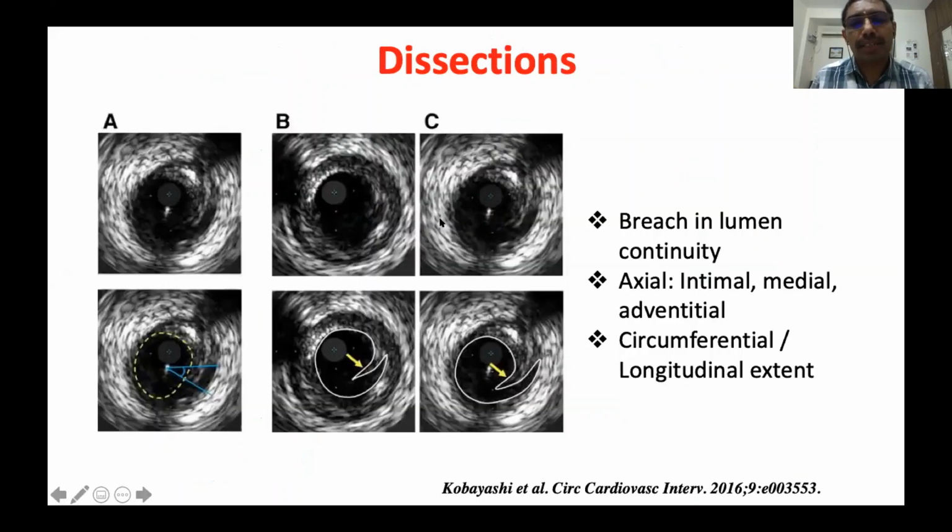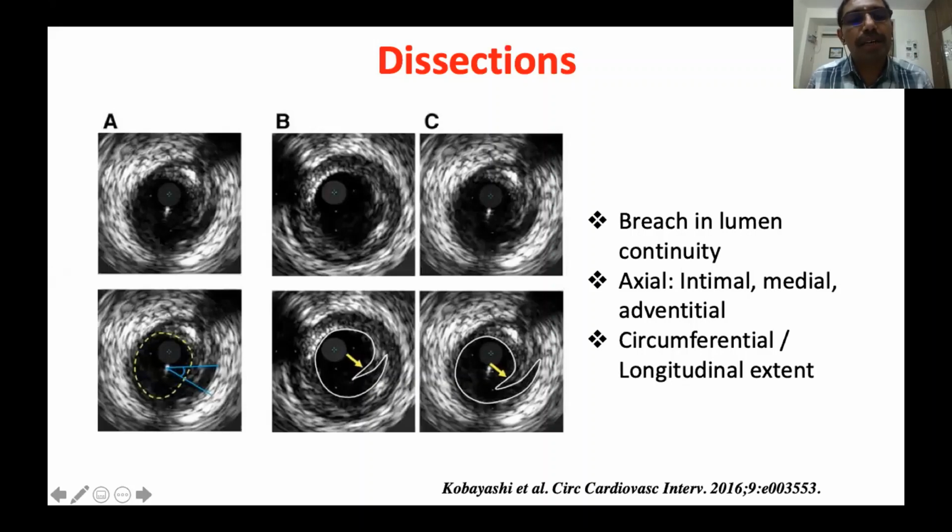And what is a dissection? Dissection is nothing but a breach in the lumen continuity. Here you can see this is your lumen continuity, and there is a breach in it. So this is a typical appearance of a dissection. How do you classify a dissection? Based on the axial extent, it is into the intima, the media, or the adventitia. So intimal dissection, medial dissection, or adventitial dissection.